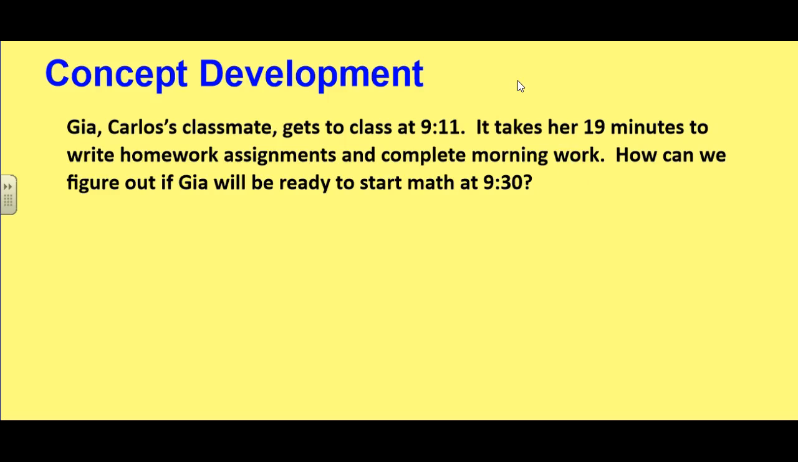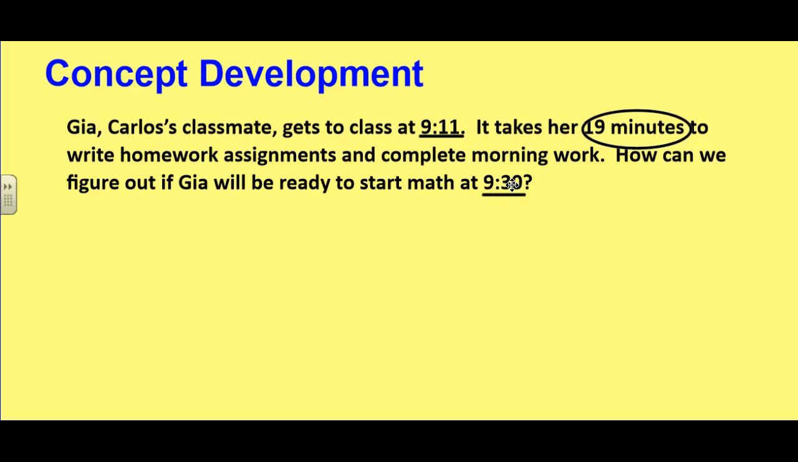Okay, so this problem says, Gia, Carlos's classmate, gets to class at 9:11. It takes her 19 minutes to write homework assignments and complete morning work. How can we figure out if Gia will be ready to start at 9:30? So what we know is that she gets there at 9:11 and she has to be ready by 9:30. Also, we know that it's taking her 19 minutes to write her homework assignments and complete the morning work.